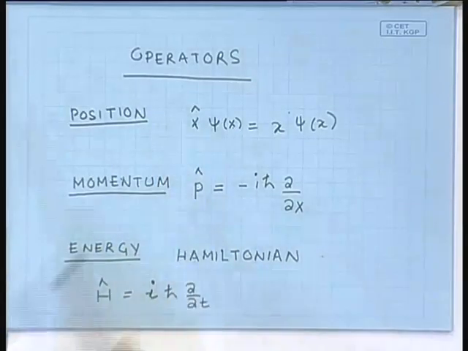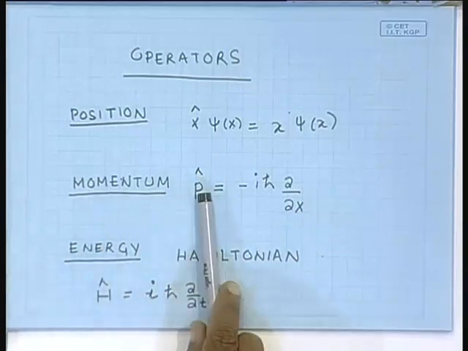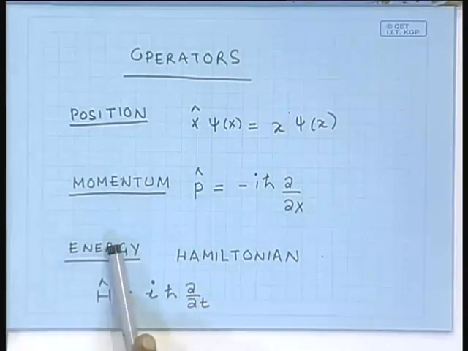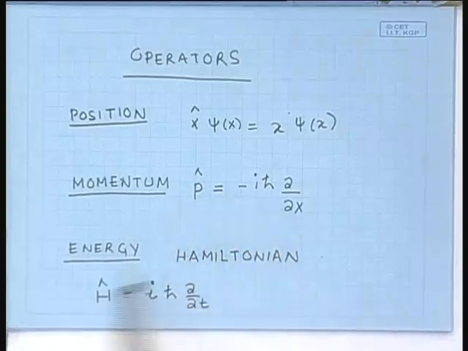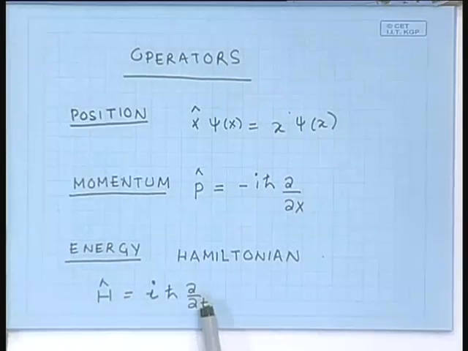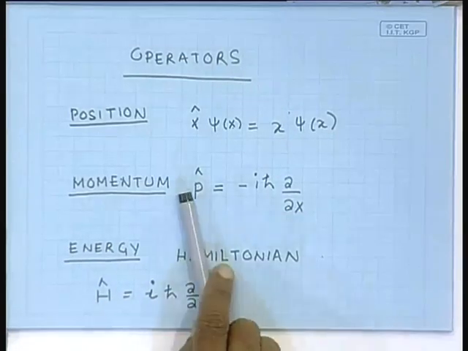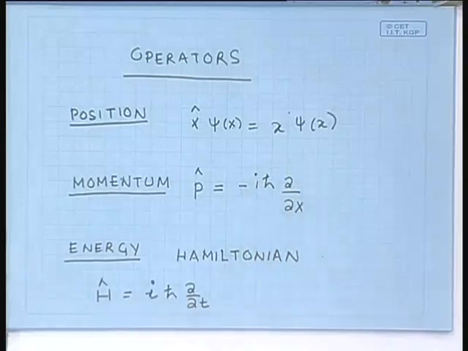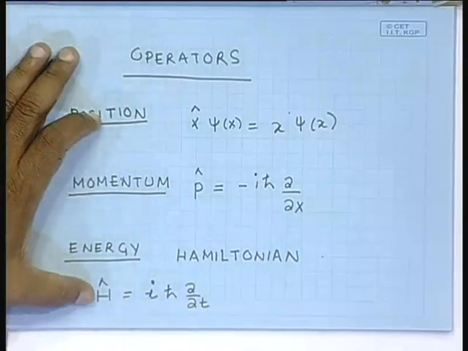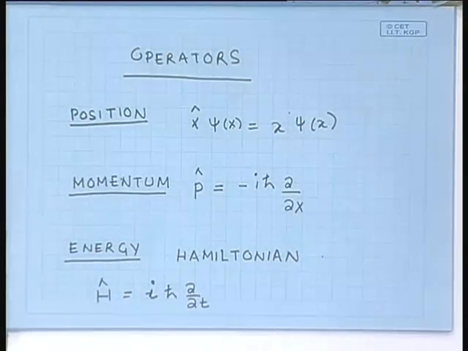Corresponding to the position there is a position operator, corresponding to momentum there is a momentum operator, corresponding to energy, or strictly speaking the Hamiltonian, there is a Hamiltonian operator, which is given over here, i h cross del by del t. The momentum operator is minus i h cross del by del x. So, corresponding to every physical quantity there is an operator. In the next lecture I shall tell you what happens when we make the measurement, what is the physical interpretation, what role these operators play. That I shall discuss in the next class.